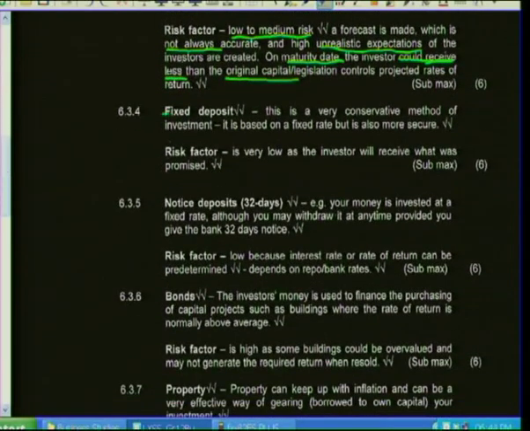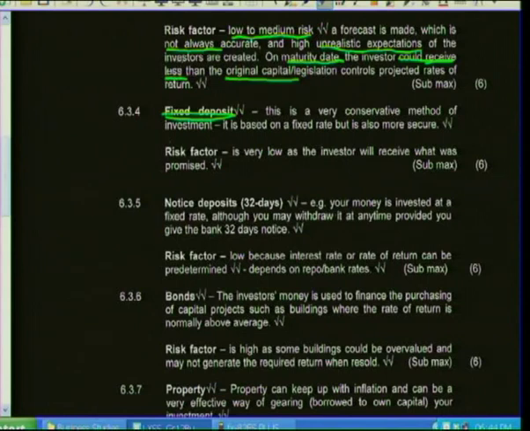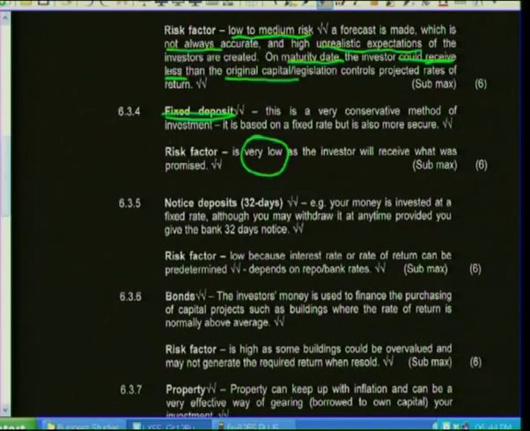Our next type is a fixed deposit. Now, this is a very popular one. It's a very safe option. A fixed deposit says, I put my money into this account for a fixed period of time. I can get my money back, but I usually need to give them a notice period, which I didn't include in there, if I want to withdraw my money before that period is over. But you'll see it's a very low risk factor. Your money is safe. It's there in the bank. Someone's looking after it for you.